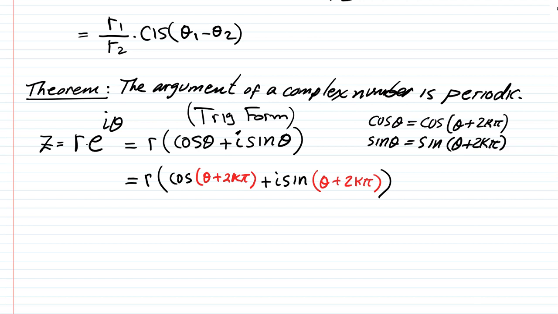So there you go. Now, if I look at the argument of this complex number, it is now theta plus 2k pi. So I can write it as e to the i times the argument, which is theta plus 2k pi. And there you go. That's what this theorem means symbolically. So in words, we say that the argument of a complex number is periodic. Alrighty. So that's pretty much the lecture part.